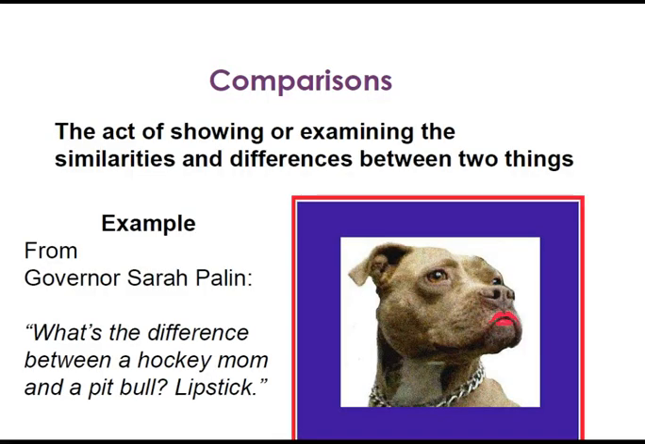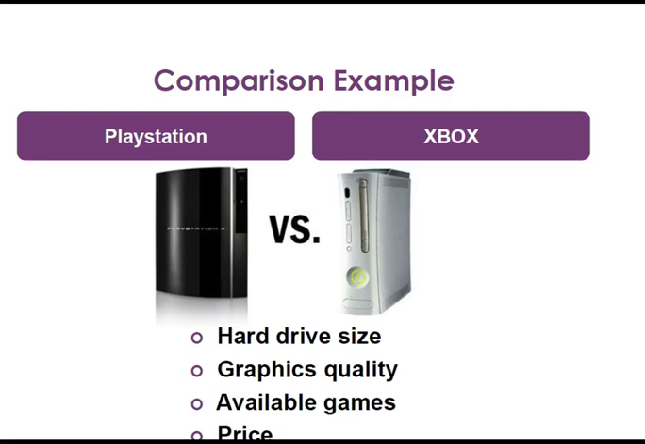Comparisons are the fifth type of supporting material that you can use. This is the act of showing or examining the similarities and differences between two things. Do you remember Governor Sarah Palin's joke where she asked, "What is the difference between a hockey mom and a pit bull?" Lipstick. One way to use comparisons is by putting two actual objects, ideas, or entities side by side and examining the differences. For a speech about how to select a gaming system, a speaker could compare the Xbox and the PlayStation by looking at the hard drive sizes, quality of graphics, number of games available, and price of each one. So in comparison, you can really show the differences and support your ideas using that.